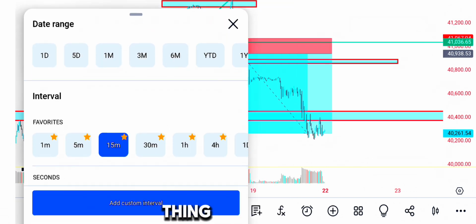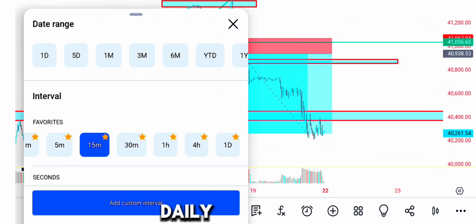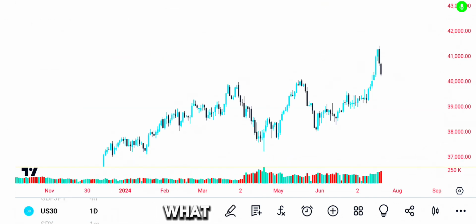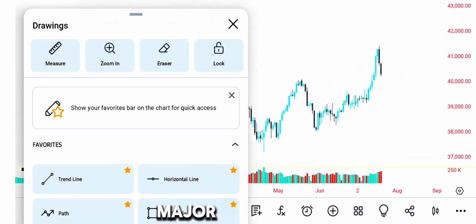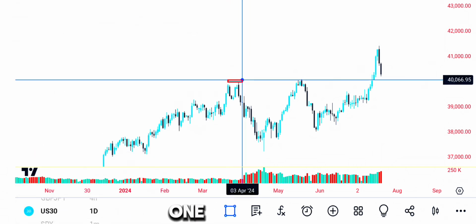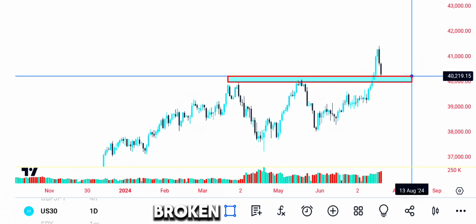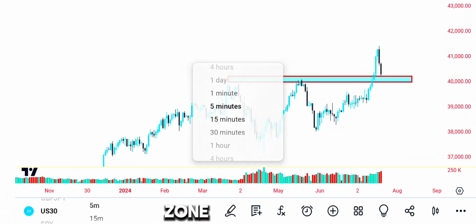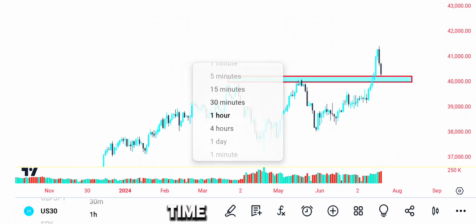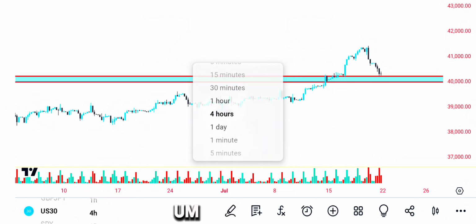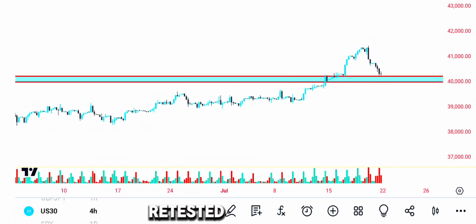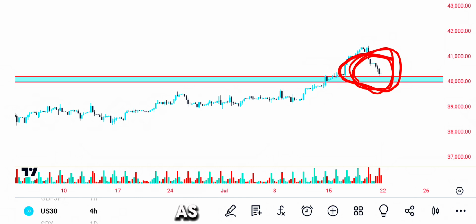So the first thing I did was go on the daily time frame, right? What I simply did on the daily time frame is that I identified my key levels, and one major key level that I saw is this one, right? The market had recently broken out of this zone, right? And remember, by the time I was doing the analysis, the market hadn't retested this as yet, right?